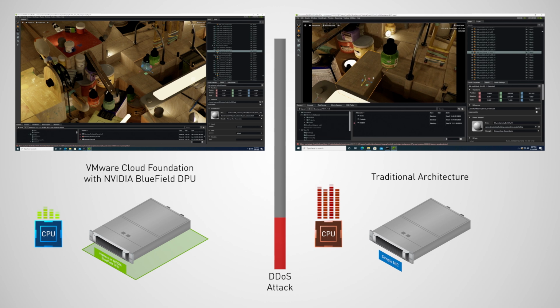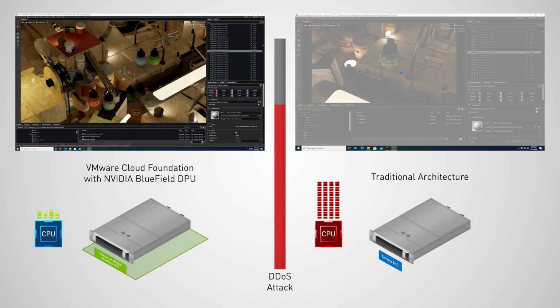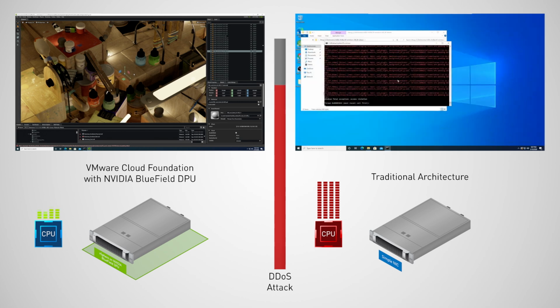On the left side of the screen, Dave's server is running on VMware's cloud infrastructure deployed with NVIDIA BlueField DPU, while Jay's server on the right side is operating in a traditional architecture. As the cyber attack progresses, Jay's server chokes on a flood of packets. His work is interrupted, making it impossible for him to continue collaborating with Dave. Dave's work, on the other hand, continues seamlessly.